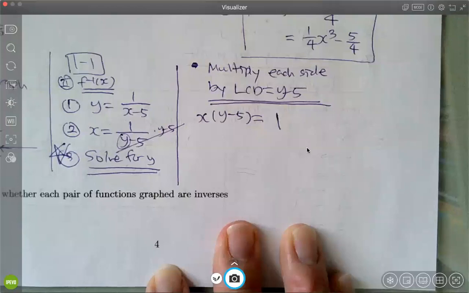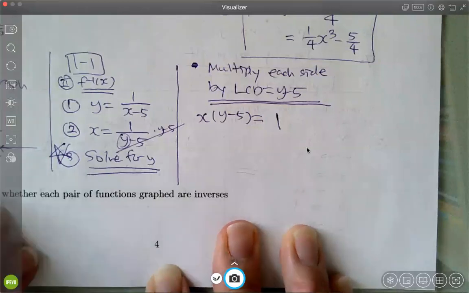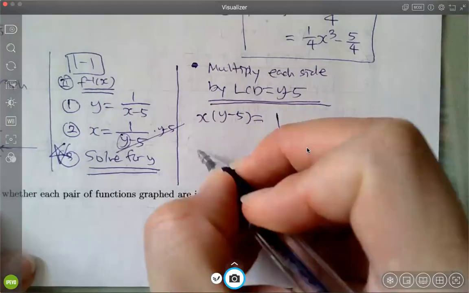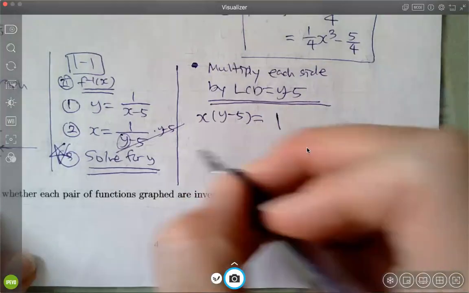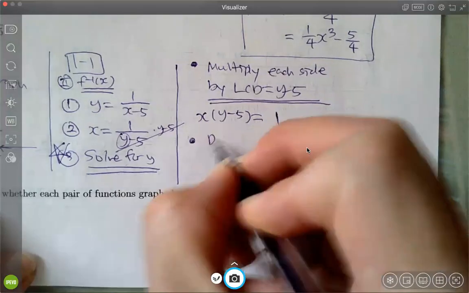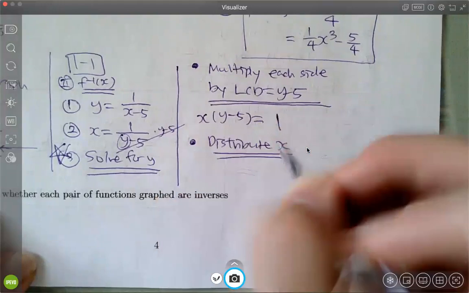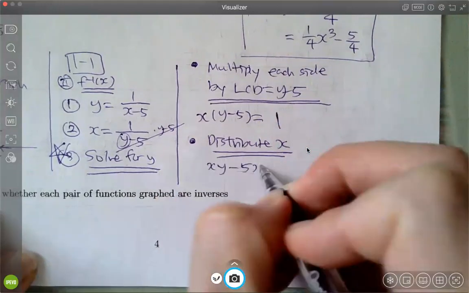And now what's the next step? FOIL the left side. Say that again? FOIL the left side. You have to distribute the x, right? Okay, so here there are actually two ways, and distributing x is fine, yes. So distribute x. So we get what? xy minus 5x equals 1, right?